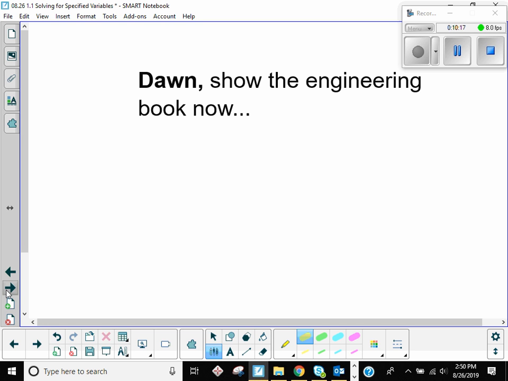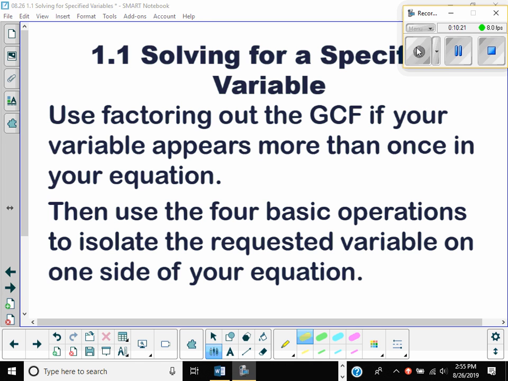And the thing I want to show you is my husband's engineering book. So my husband is, you don't even need for every single problem. It says, use factoring out the GCF if your variable appears more than once in your equation. And the very first example will do that, but not all of them will. Like, for example, on the We Will board, if I'm solving for h, how many times do you see h in this formula? Just the once, right? So this tip wouldn't even apply for that kind of problem. Let me show you the very first example.